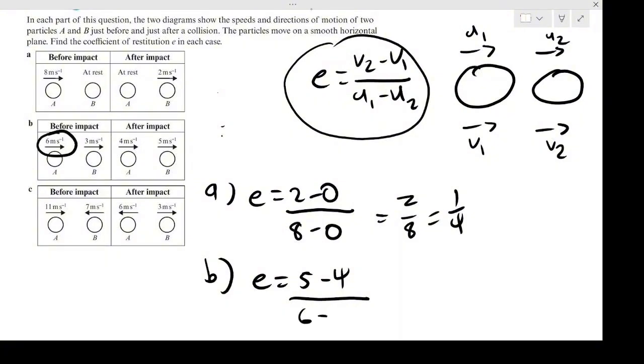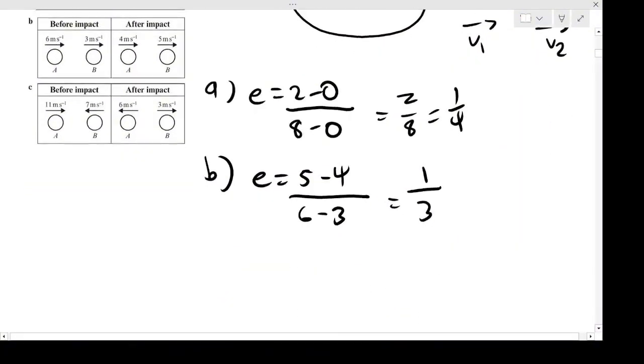That's going to be 6, take away U2, which is going to be 3. Okay, and so there we are. We simplify it to get 1 over 3. Okay. Then for part C. Now this is where it gets a bit more interesting.